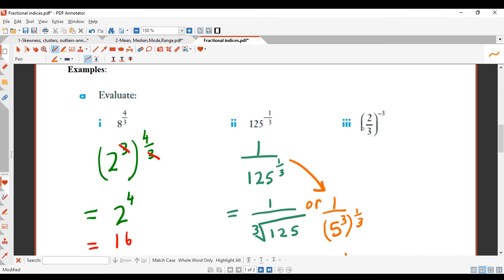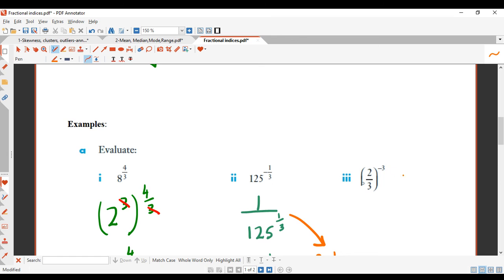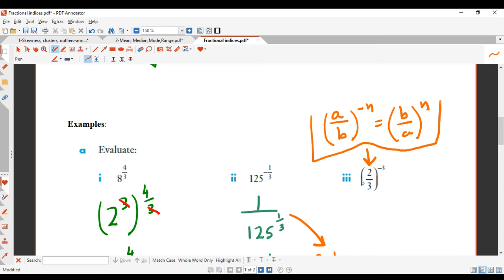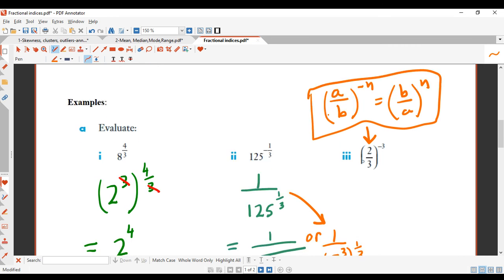So that's an alternative. Now, for this law here, there is a law which really should be in the negative power section. And it goes like this. If I've got a over b, all to the negative n, it's the same as b over a, all to the n. So it's actually one of our index laws. It's not a fractional index law, but it's one of our index laws. So that should be written down on your notes.